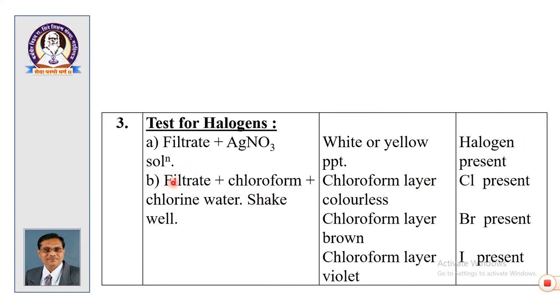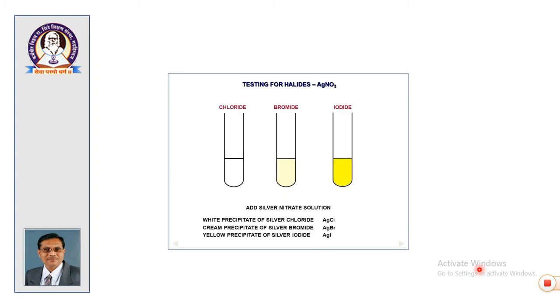Then take some amount of filtrate plus chloroform plus chlorine water, shake well. Chloroform layer colorless, then chlorine; chloroform layer brown, bromine; chloroform layer violet, it is indicating presence of iodine. So you are going to test for nitrogen, sulfur and halogen, and this is the difference for the halogen test.